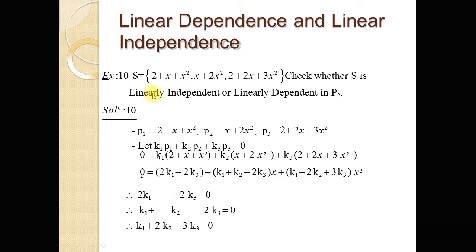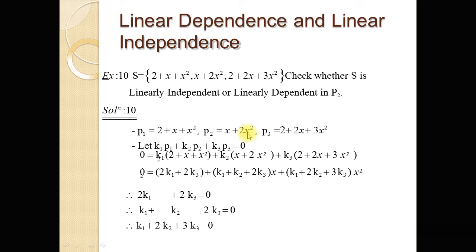Now another example. Suppose we have a set of polynomials: 2 plus x square, x plus 2x square, and 2 plus 2x plus 3x square. We check whether this set is linearly independent or linearly dependent. So for example, this is the P1 polynomial, P2 polynomial, and P3 polynomial. P1 is equal to 2 plus x square, P2 is equal to x plus 2x square, and P3 is equal to 2 plus 2x plus 3x square.